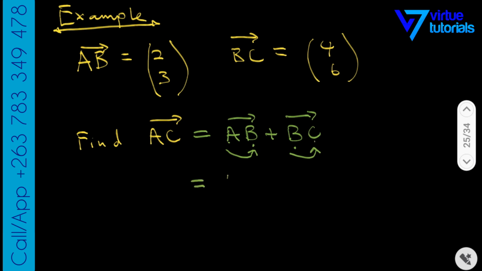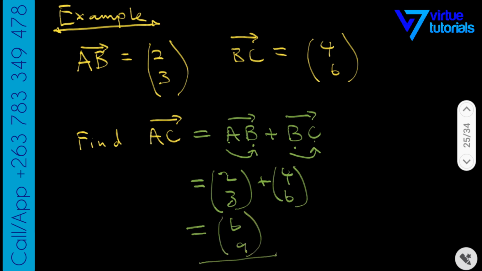So AB is (2, 3). BC is (4, 6). You add these up, you get 2 plus 4, 6, 3 plus 6, you get a 9. So that's how simple that is.